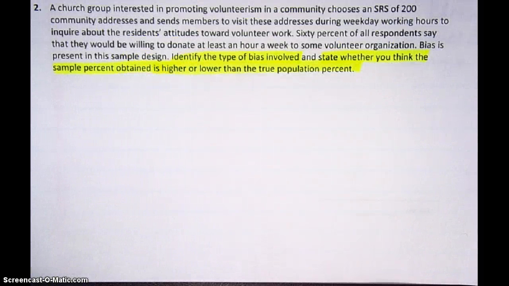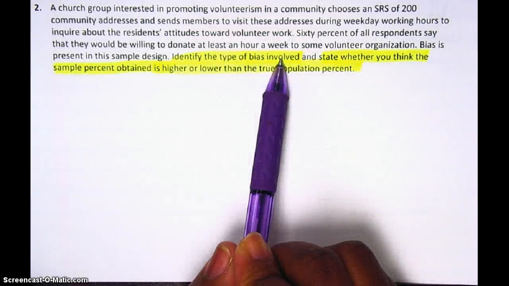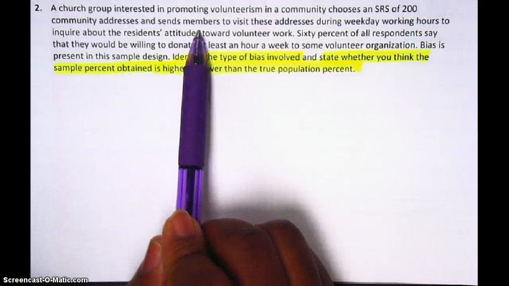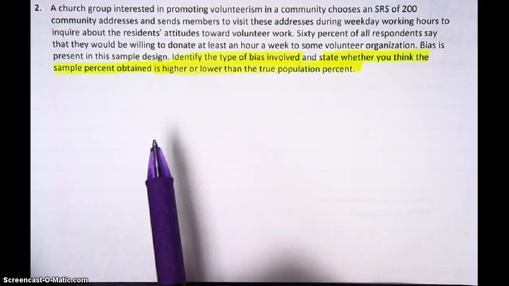Okay, question number 2. We had a goal to identify the type of bias involved in this situation, also to state whether we think the sample percent that was actually obtained through this survey was higher or lower than that would be in the true population.